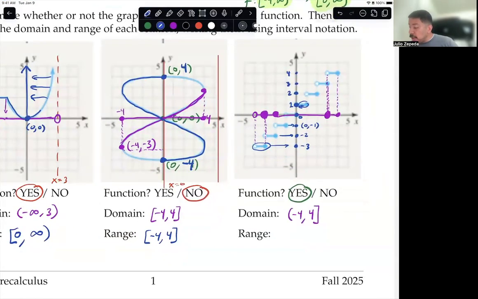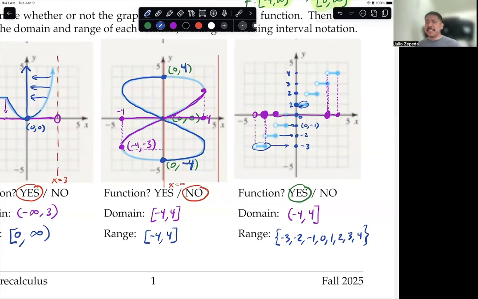The range here is going to be a set of just distinct values. It's not going to be a continuum of numbers like the x values were. Notice every single number from -4 to 4, not including -4, is part of the domain. But as part of the range, the output values are going to be -3, -2, -1, 0, 1, 2, 3, and 4.